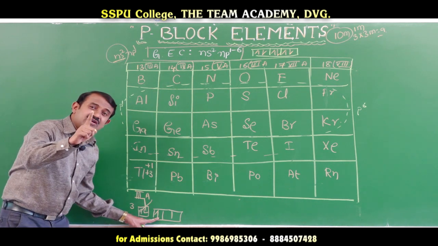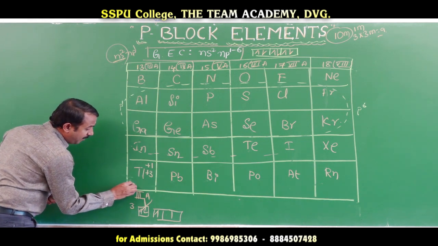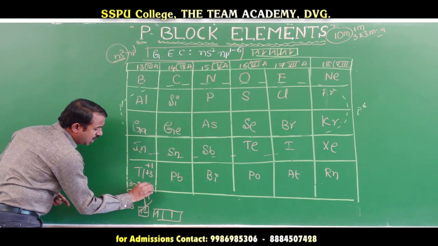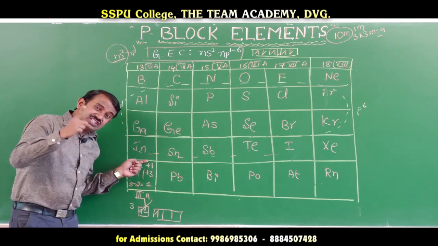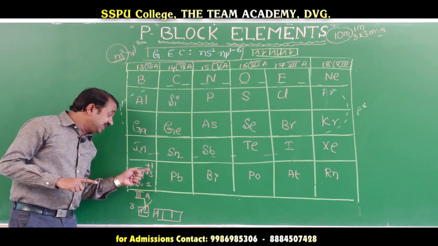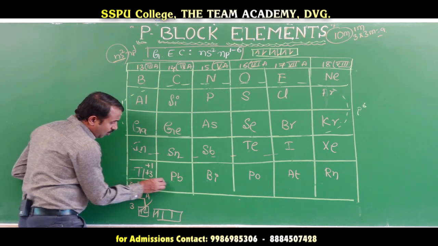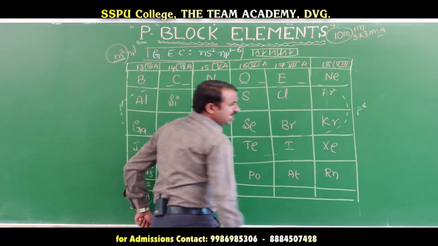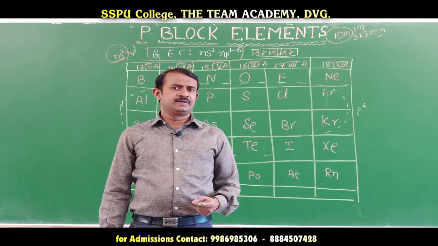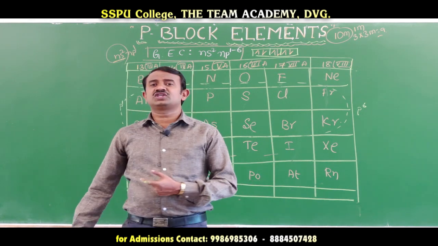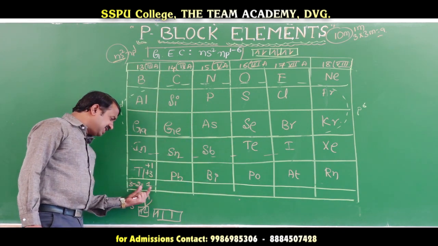How many unpaired electrons are there? Only one unpaired electron, so the oxidation state is 3 minus 2 equals 1. That means thallium's +1 oxidation state is more stable than +3. Listen carefully, this is very, very important. What is the inert pair effect? It means the s electrons do not participate in bond formation. Here the oxidation state is 3.